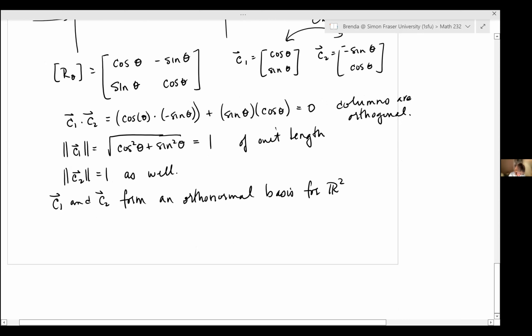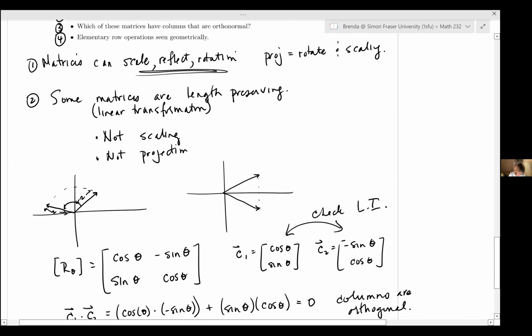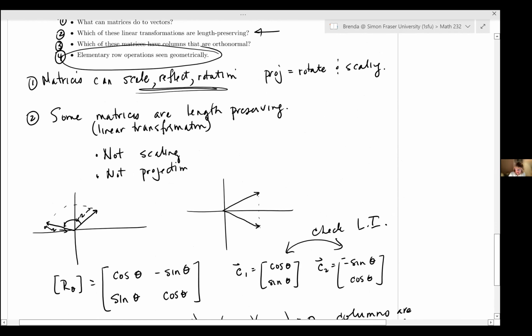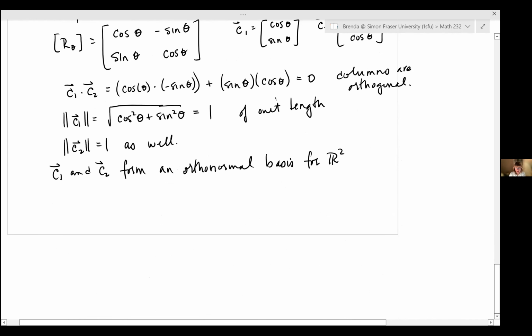My final point is the elementary row operations seen geometrically. So let's talk about our elementary row operations that we use for Gaussian elimination.